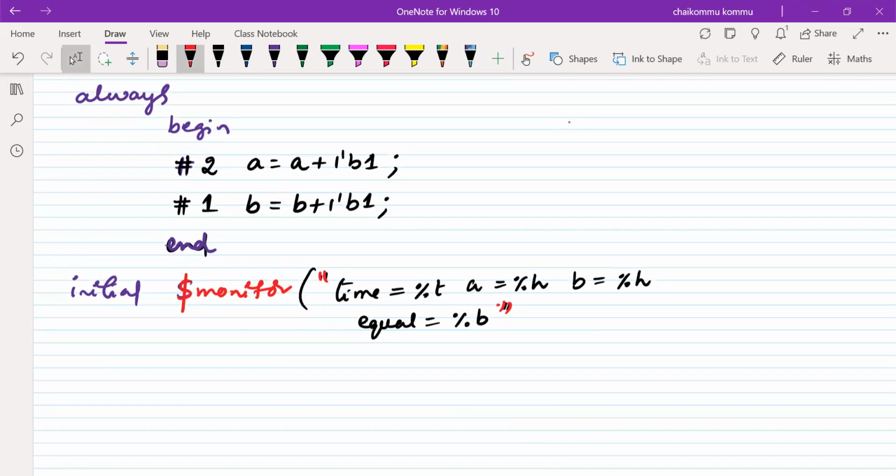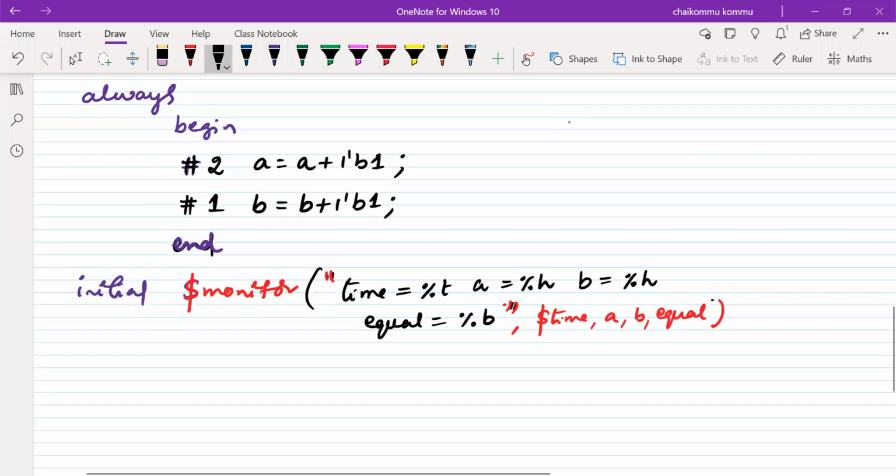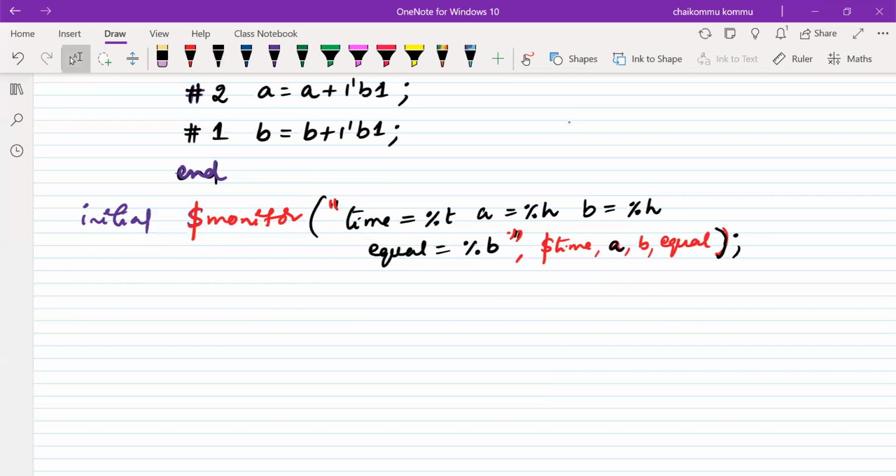And we have to put a comma here. Then write what we are using: $time, A comma, B comma, equal. I hope you have understood this point, right? So $time, A comma, B comma, equal.